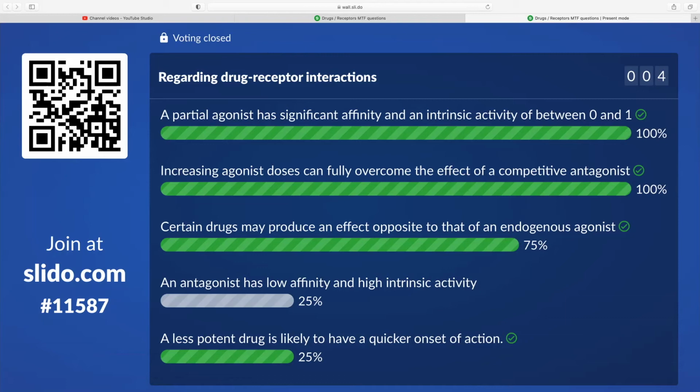Increasing agonist doses fully overcome the effect of a competitive antagonist. Yes, because it's competitive. Absolutely.